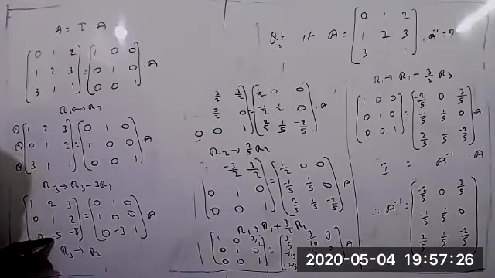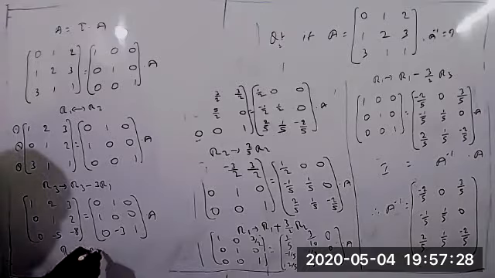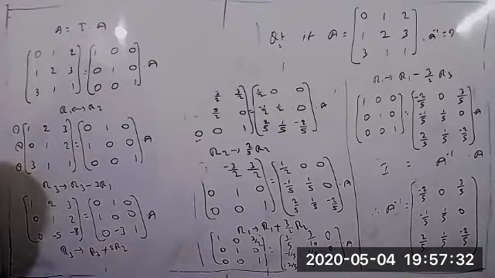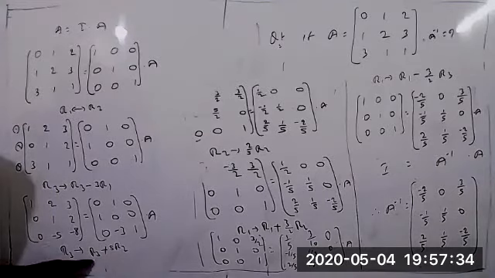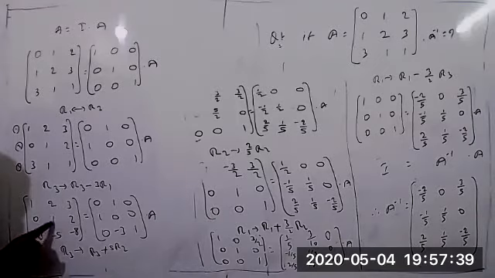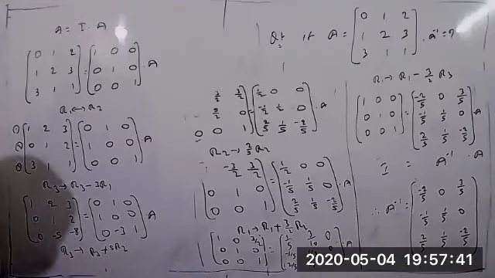So R3 is such that R3 equal to minus 5 plus 5 into R2, correct? R3 equal to minus 5 plus 5 into 1 equal to plus 5. So minus 5 plus 5 will be 0. Correct or not?